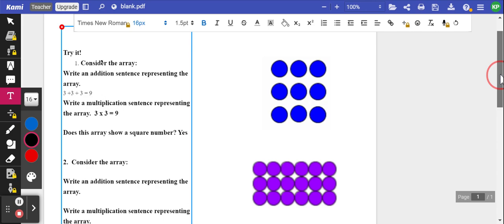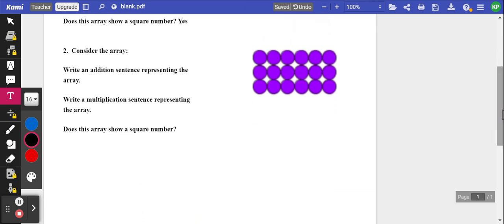The next one was the purple array. And you had the same questions. The first one was asking you to write an addition sentence representing the array. So first let's look at how many dots you had in that first row. So you've got 1, 2, 3, 4, 5, 6. So you've got 6 dots going across.